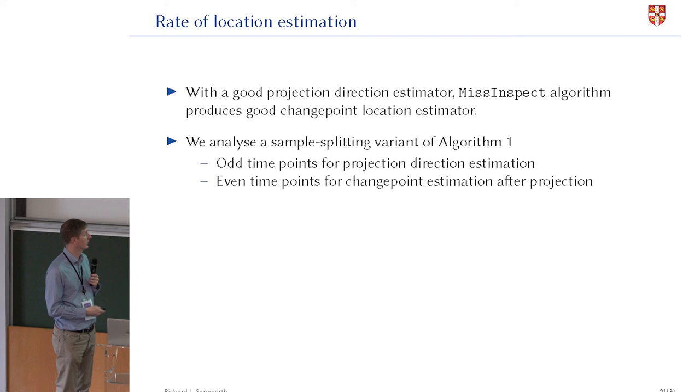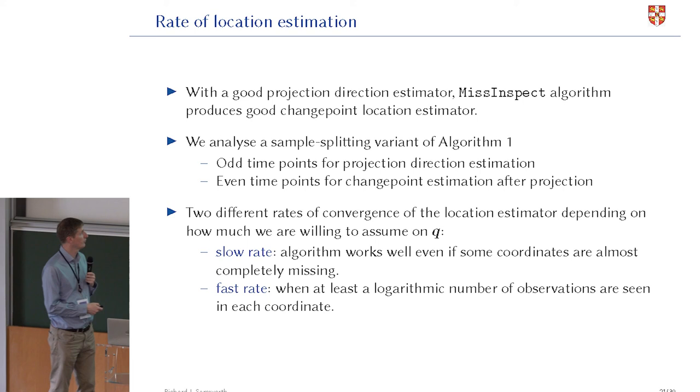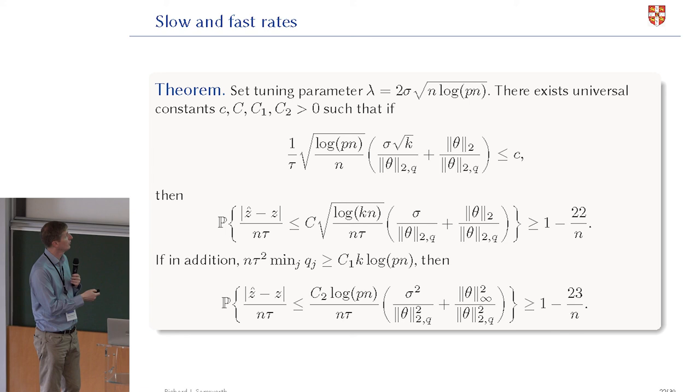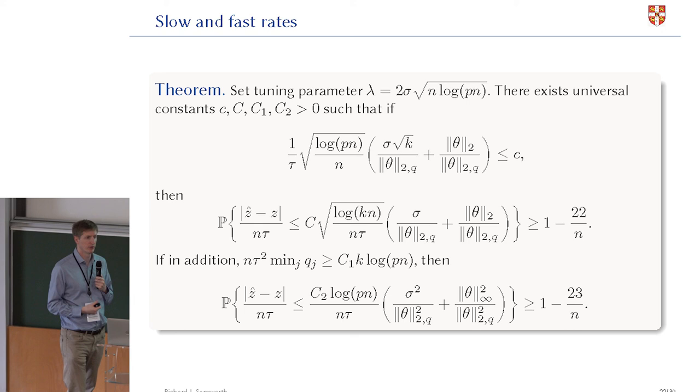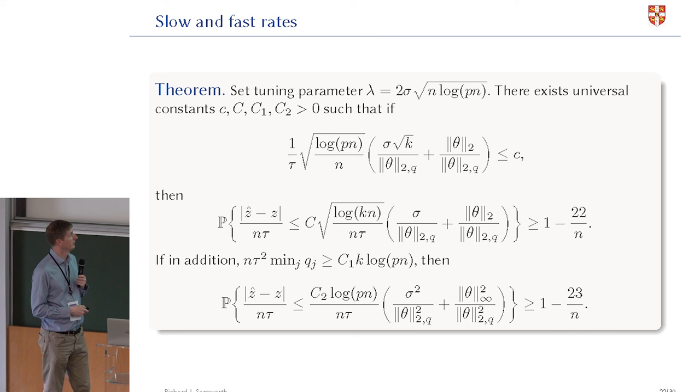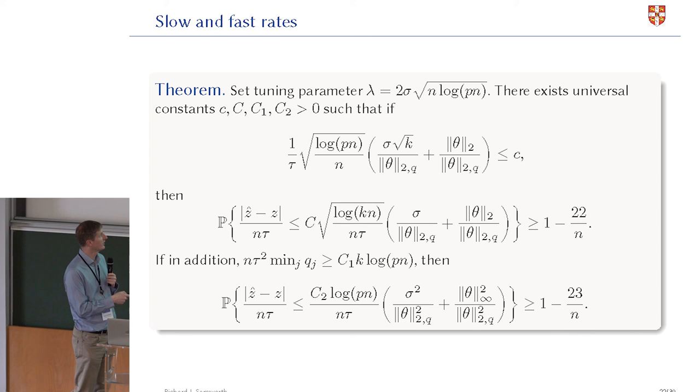And it turns out that we get two different rates, a slow rate and a fast rate, according to whether we make an additional assumption on the number of observations that we see in each coordinate. So this is a more precise form of the final bounds that we get. We ask for a sufficiently strong signal and observation proportion to guarantee that I can get a non-trivial angle with the oracle projection direction. And then this is the slow rate here, and if I have at least this number of observations in each coordinate on average, then we get a faster rate, which is essentially the square of the slow rate. So this is the one I kind of want to focus on.